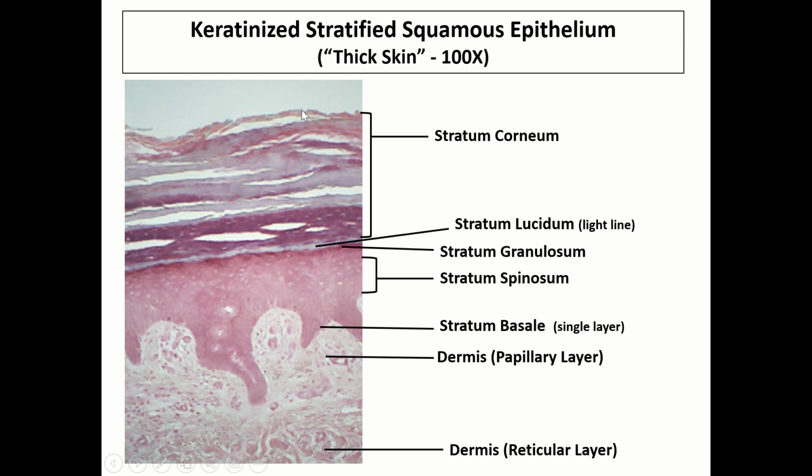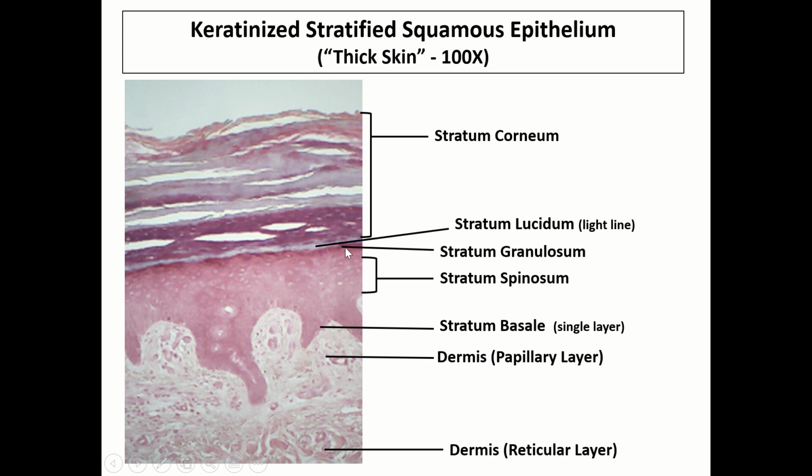Thick skin is so named because it is thicker. You find it on the palms of the hands and the soles of the feet, and it has an additional layer when compared to thin skin. You can still see the hardened layer of the stratum corneum most superficially, and just deep to that is where you see the layer known as the stratum lucidum. It's a light line that is only found in thick skin, not in thin skin.